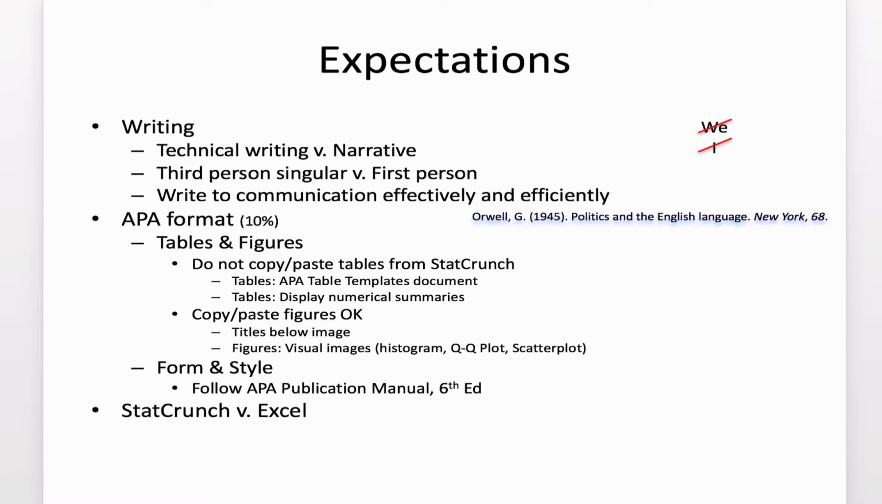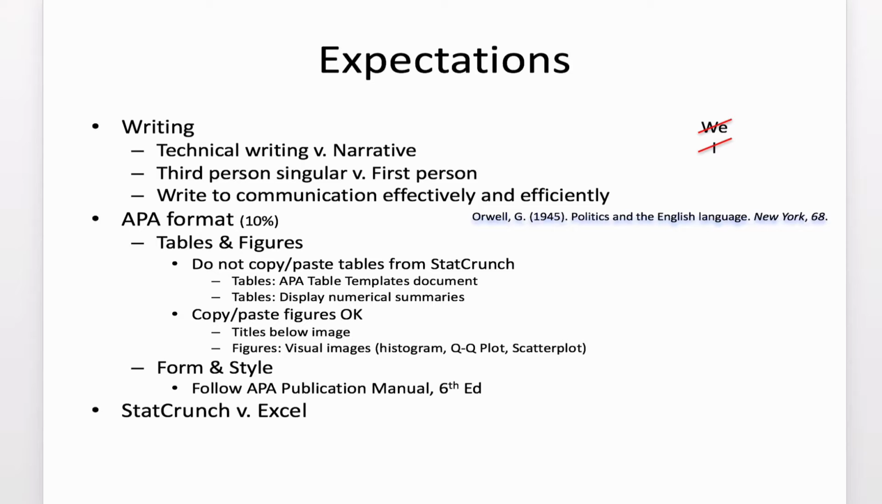And then the form and style guide would be to follow the APA Publication Manual 6th edition. And I understand that all students are required to purchase this, and therefore I assume that you have it and you can reference it. You can also use the Purdue OWL APA guide, and there is a lot of really good information in there.